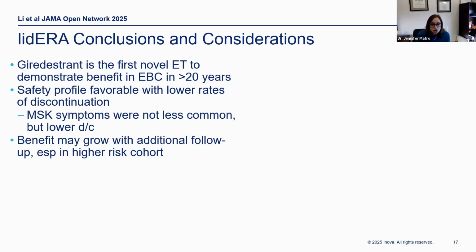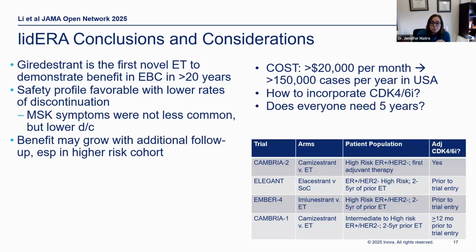But there are some considerations with this. We can't, unfortunately, just go out there and give this to everybody with early stage breast cancer. For better or worse, in the United States, cost is a factor, and these medicines cost over $20,000 a month. And if we have over 150,000 cases of hormone positive breast cancer every year in the United States, that's a real financial strain on our system. And so we don't know if it's going to be feasible to give this to everybody who might qualify for it.